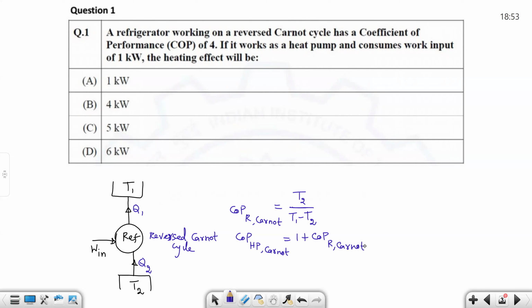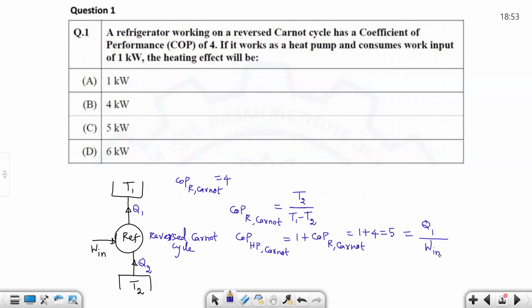COP of refrigerator, Carnot refrigerator is given as 4. So that means 1 plus 4 equal to 5. And the work input to the heat pump. So COP of the heat pump you can write as desired effect is Q1. So this is the heating effect for Carnot heat pump. Heating effect is Q1 by work input.